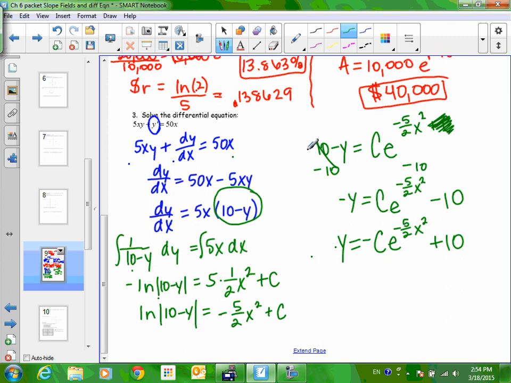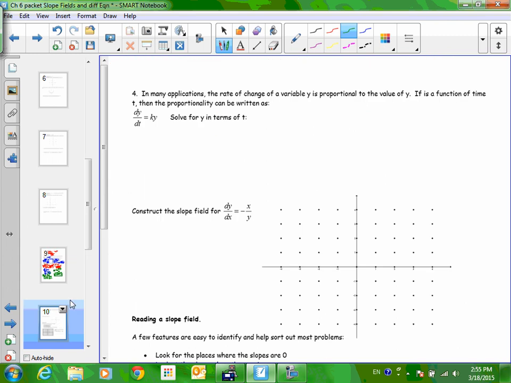And in the end, if you had an initial condition, your c and my c would be different, but our final answer would be the same. Okay? So it's totally fine. That's the thing about it. It works both ways. Okay, turn the page.